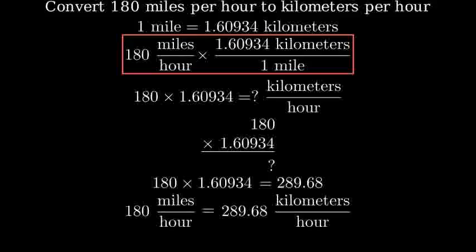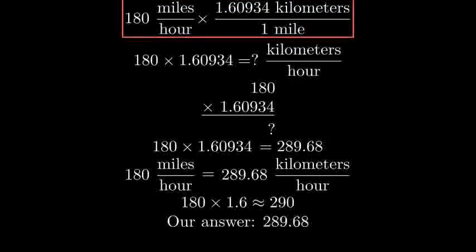Since 1 mile is about 1.6 kilometers, 180 miles should be about 1.6 times 180, which is close to 290. So our answer of 289.68 kilometers per hour is reasonable.